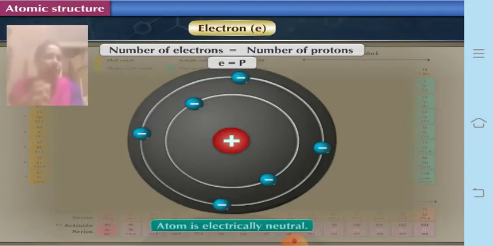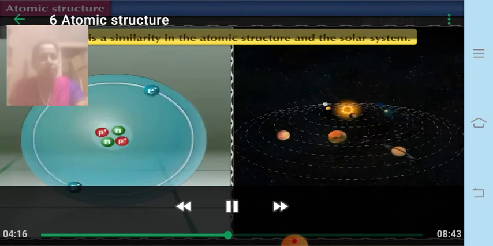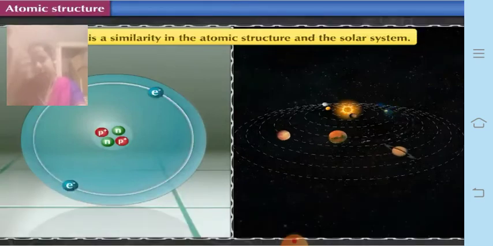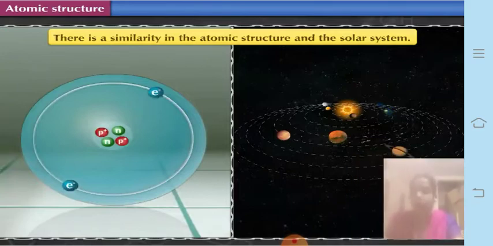Remember this. If the question comes, why do we say that the atom as a whole is electrically neutral, you should remember that since the positive charge on the protons is balanced by the negative charge on the electrons, or you can say like this, the magnitude of positive charge of the protons is balanced by the magnitude of negative charge on the electrons, the atom as a whole is electrically neutral.